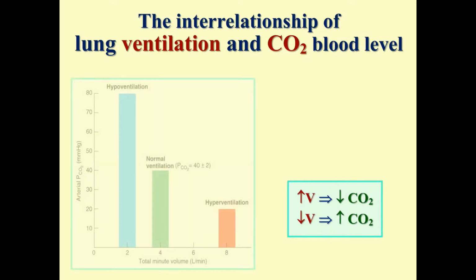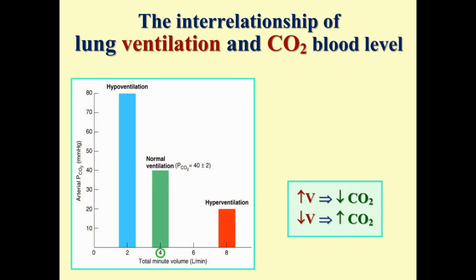To observe this, we can also use these figures. Let's see. First, normal ventilation. Here the minute volume is considered to be about 4 liters. And you see, it produces a normal level of arterial PCO2, about 40 millimeters of mercury. Now let's see what happens in case of decreased ventilation. Hypoventilation, with 2 times decreased ventilation, produces accumulation of CO2 until reaching a PCO2 level of 80, 2 times more than usual. It's a great increase in CO2 level.